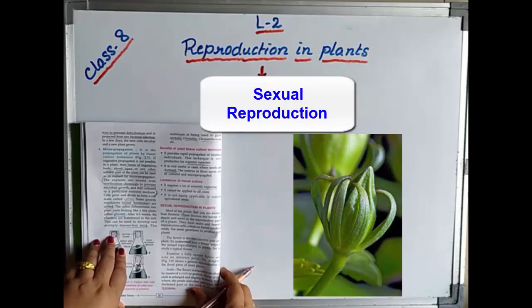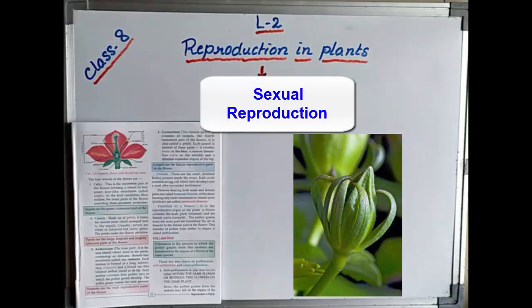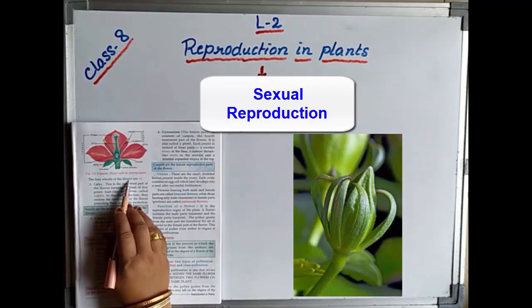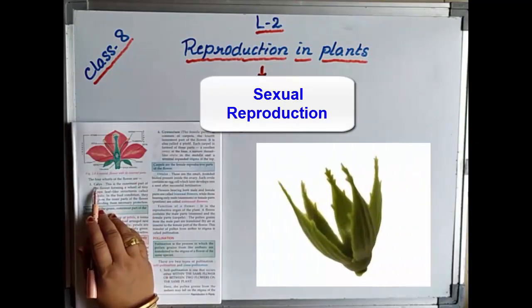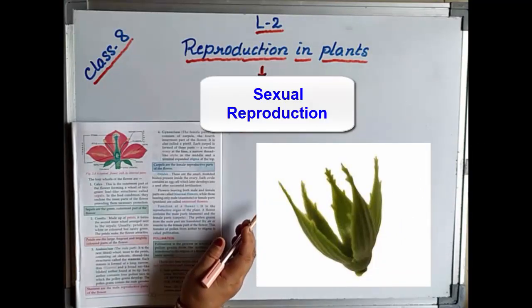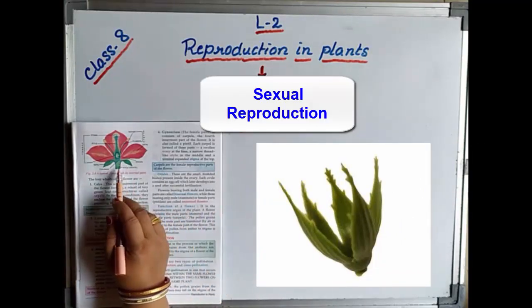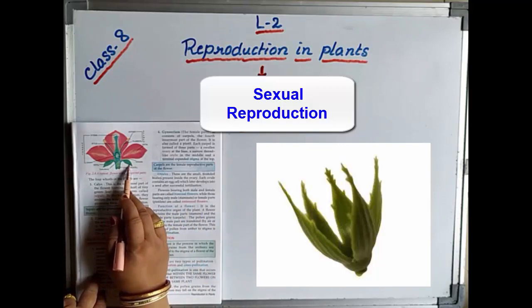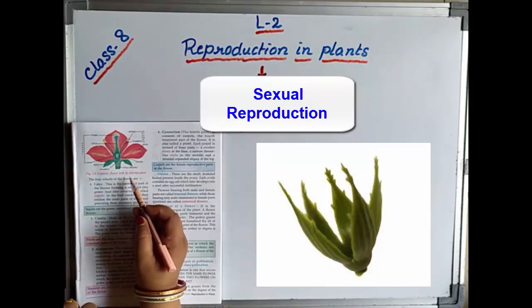Now coming to the next part, the flower contains main 4 whorls. What are the main 4 whorls we will see now? First whorl is the calyx. Calyx, you can see from the figure, is the outermost part and lowermost also, and it is usually green in color.